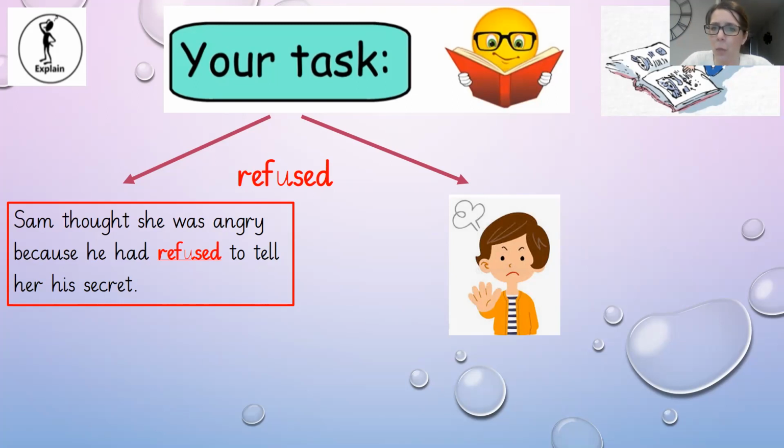Okay, so I want you to choose at least 3 words, and if you do more than 3 words, that's brilliant. If you want to do more, that's fine. So you're going to write a sentence with the word in, or draw a picture, or you could do both. You could write a sentence for each word and draw a picture. Okay, and don't forget to upload your work onto Padlet for us to see.